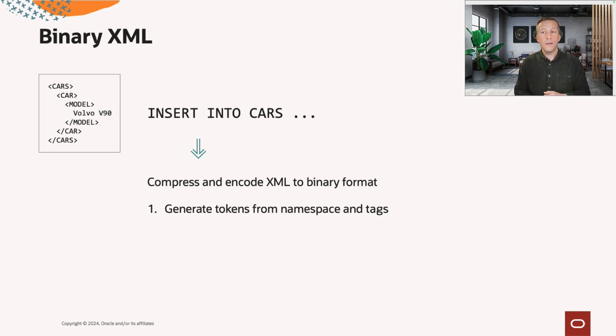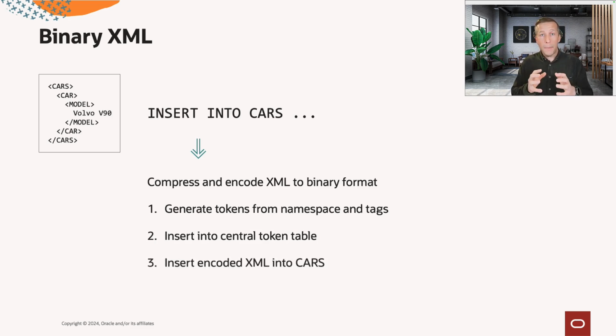In order to do that, the database will generate tokens from the XML namespace and the XML tags. Those tokens are stored inside the dictionary in a central table, and then the encoded binary version of the XML document is stored in the cars table.